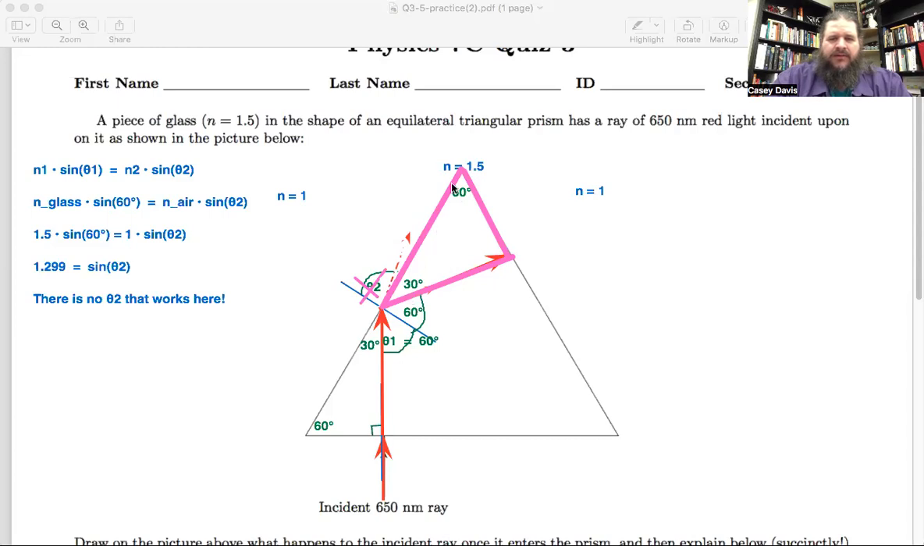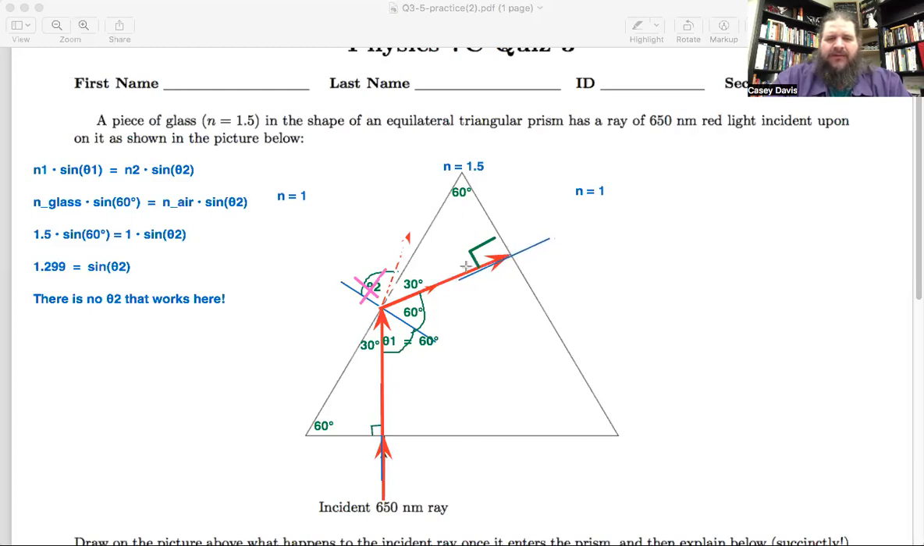Yeah, 30 degrees, 90 degrees, 60 degrees. Yeah, this has to be 90 degrees. So this is a right angle. And that means that this incoming ray of light really is coming in along the normal line. The ray of light is perpendicular to the surface. So that means it is coming in straight along the normal line.